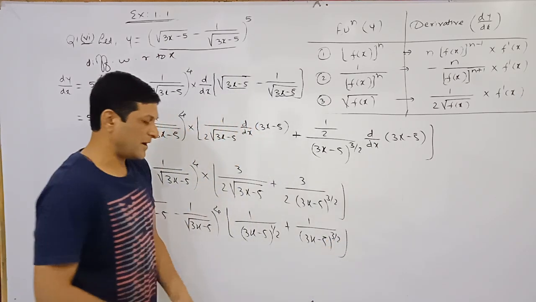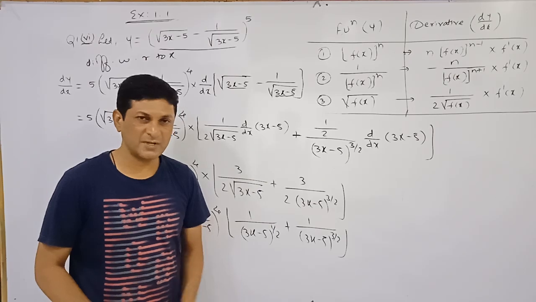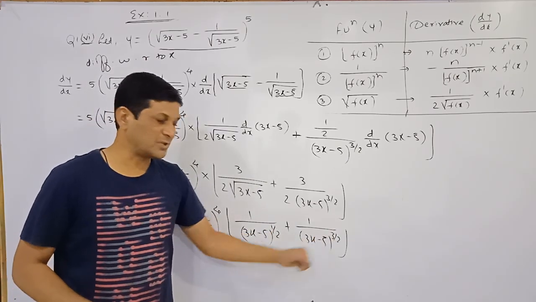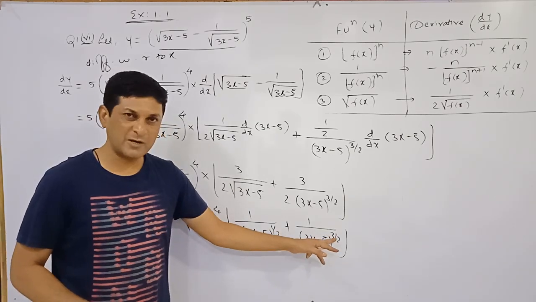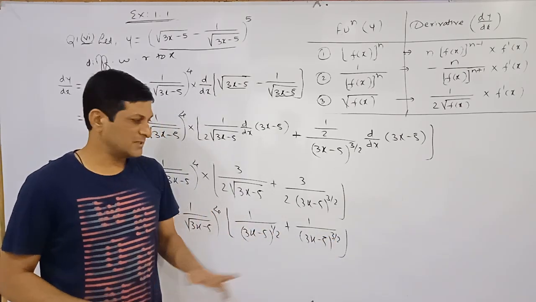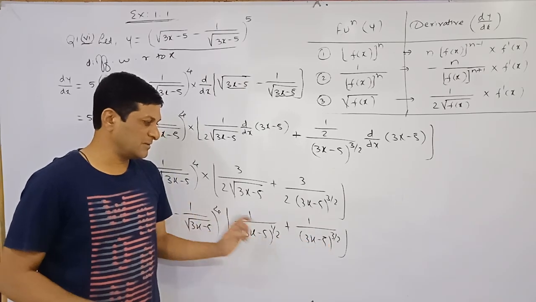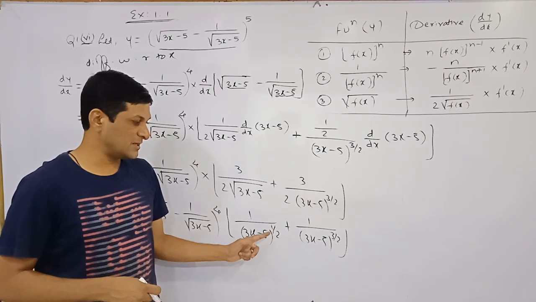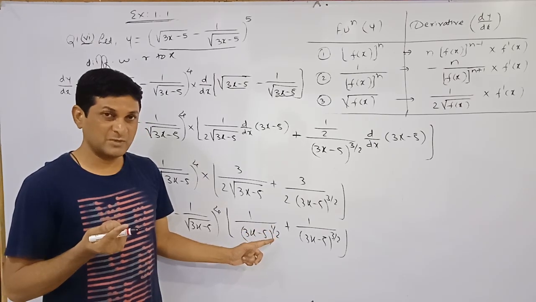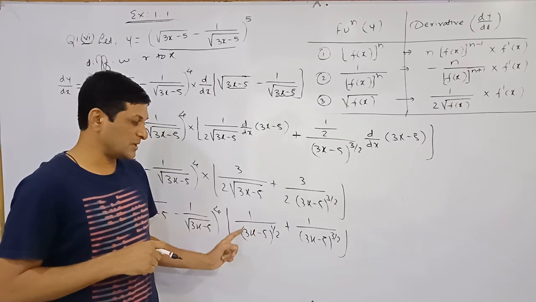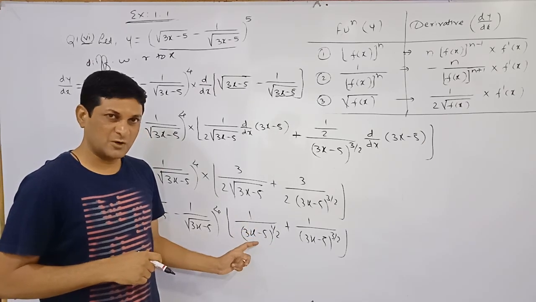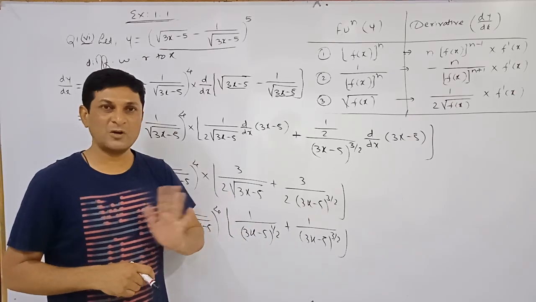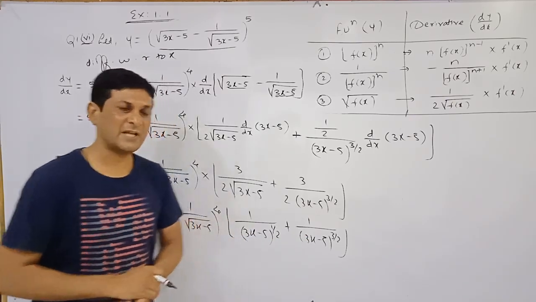If you observe the power here, the base is 3x minus 5, here also 3x minus 5, the bases are the same. But the powers are different. What is the power here? 1 by 2, and here 3 by 2. Now, 3 by 2 is greater than 1 by 2. Check whether we are able to get the same term here in the denominator. To get the same term in the denominator, 1 by 2 plus 1 will be equal to 3 by 2. Means we have to multiply by 3x minus 5 in the denominator and also in the numerator, so that the denominator becomes equal. If the denominator becomes equal, we are easily able to add the numerators.